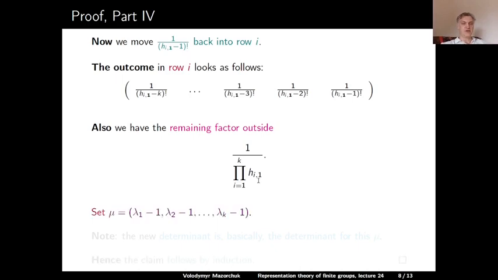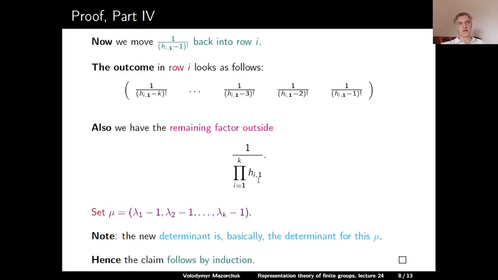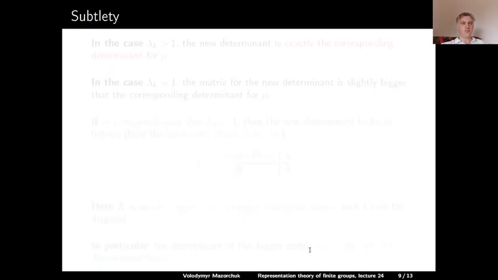Now, if we consider the partition mu, which is obtained from lambda by subtracting 1 from each part, then the determinant which we have now obtained is basically the same determinant as for the partition mu in the determinantal formula. What this means will be explained on the next slide, but the determinantal formula now follows by induction, because we moved out the product of all hooks for all boxes in the first column, and then we subtracted the first column.